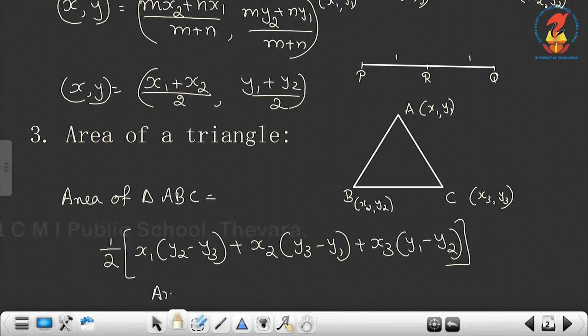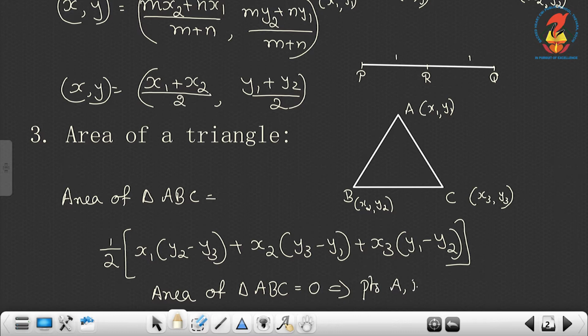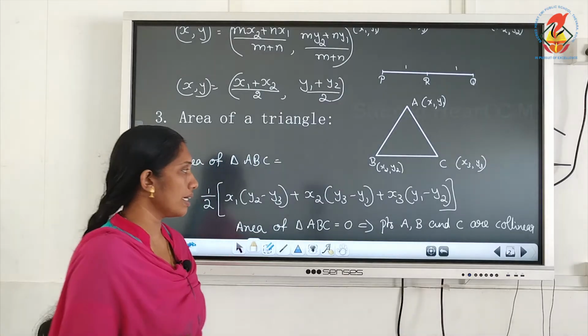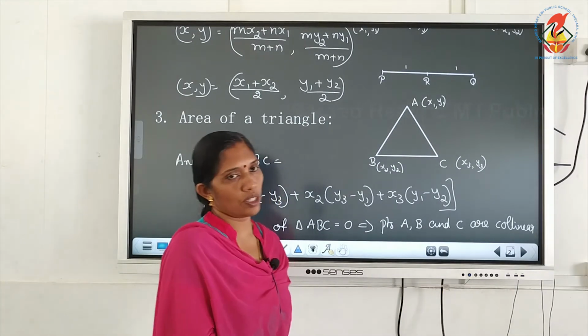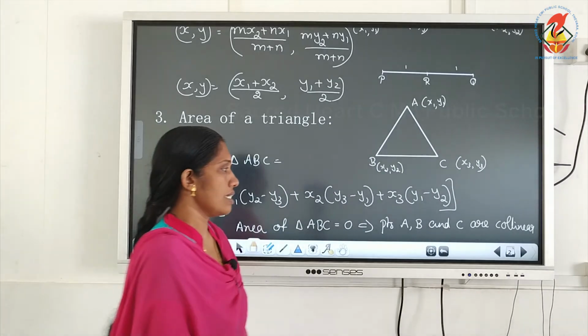Area is equal to 0. What is the meaning of that? Area of triangle ABC 0 implies the points A, B and C are collinear. If 3 points are collinear, then the area of the triangle ABC is equal to 0. This all you have studied in the last year.